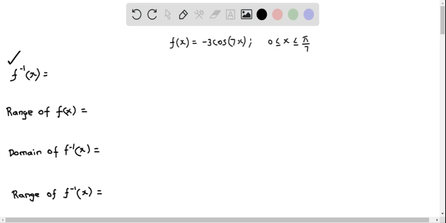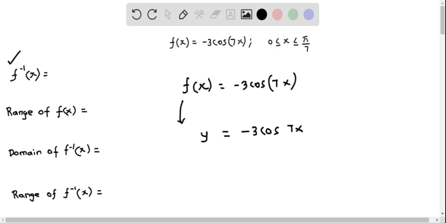So first, let's find the inverse of the function f of x. First let me copy the function f of x. This equals negative 3 cos 7x. While finding the inverse of any function, in the first step we replace this f of x by y. So this becomes y equals negative 3 cos 7x.